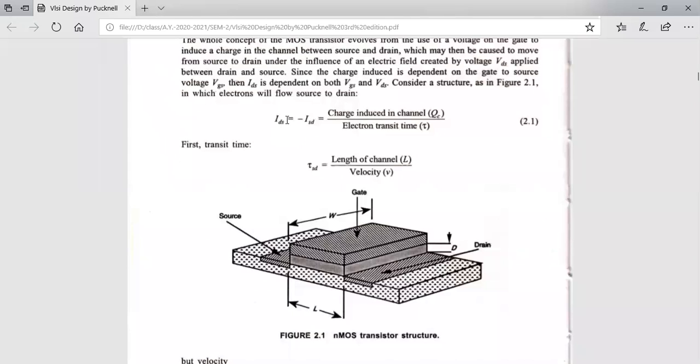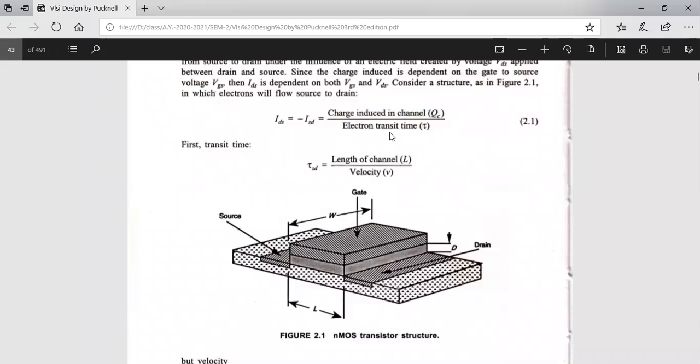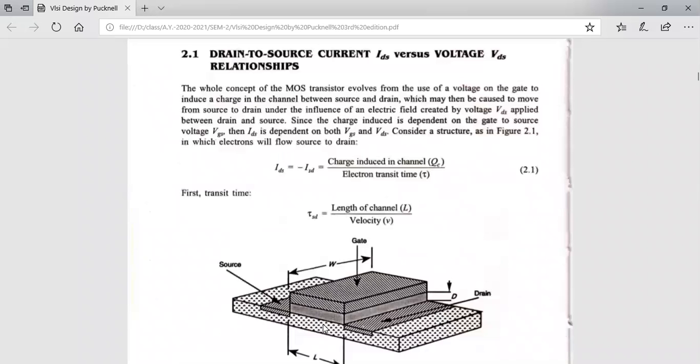You can see here, IDS is nothing but the charge induced in a channel, QC, divided by the electron transit time tau. Do you get it now? Our total concept is due to the voltage differences and the formation of charges. Formation of charges here means the movement of electrons from one place to another. Electron or hole movement is creating some charges.